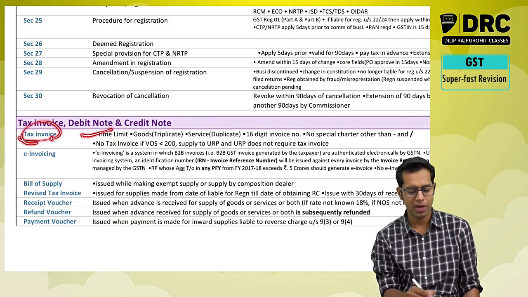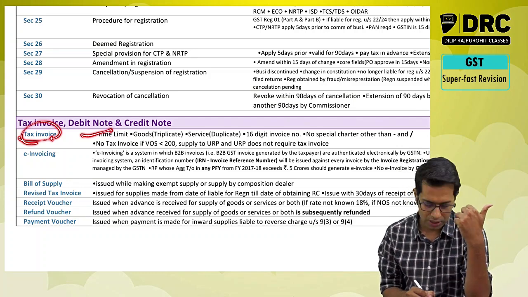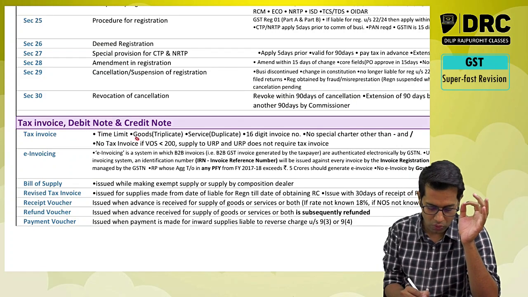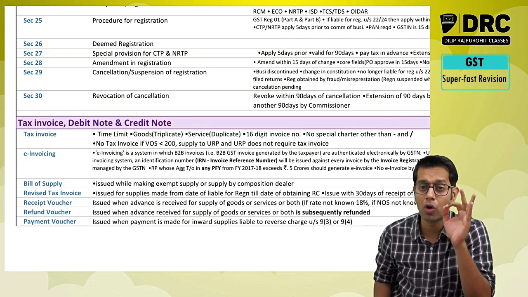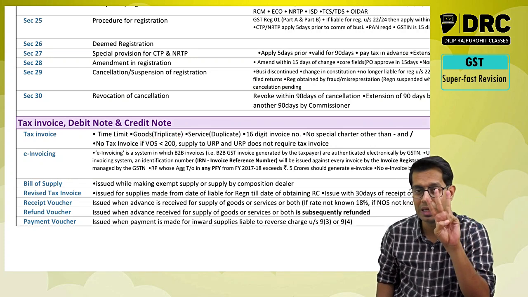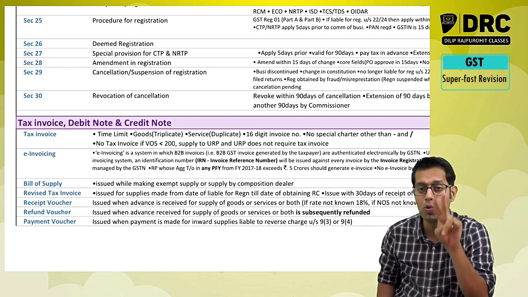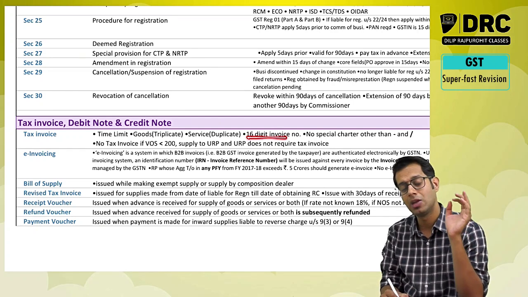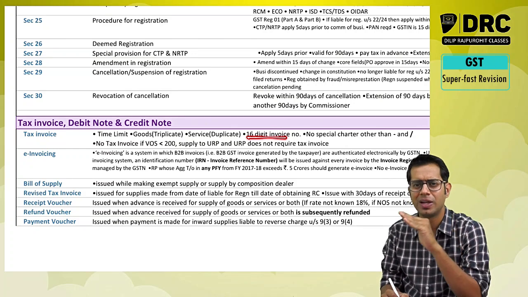Tax invoice. We have already discussed the time limit to issue a tax invoice. Apart from that, what is important with respect to tax invoice in case of goods? In case of goods, the tax invoice is required to be issued only by a registered person who is making taxable supplies. It is required to be issued in triplicate in case of goods and in duplicate in case of services.